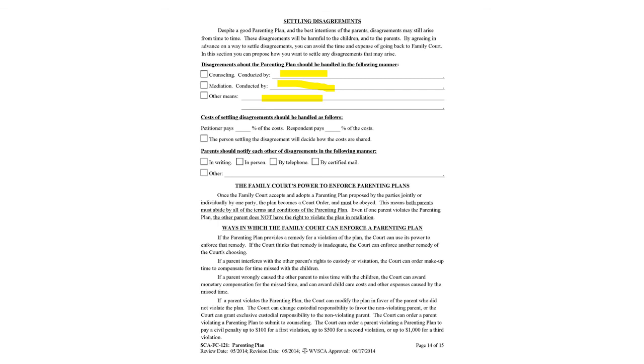You may decide in advance how the cost of settling a disagreement should be handled. You may also allow the person settling the disagreement to decide how costs would be shared. In this section, you'll decide how you should notify each other if you have a disagreement. The remainder of page 14 is important information that you should review.